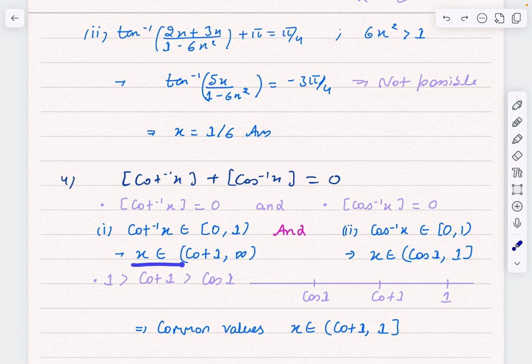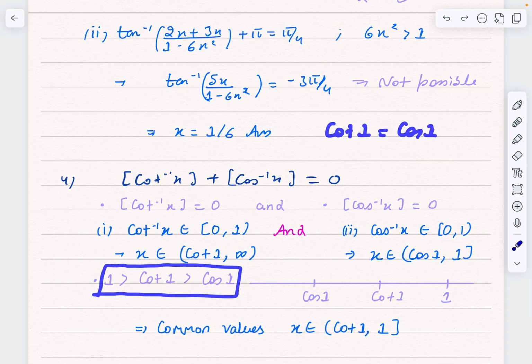Now we have to find the common values. So first of all, just draw a number line. You will see that 1 will be more than cot 1, which will be more than cos 1. So how do we say this thing? You see, cot 1 will be cos 1 by sin 1. And sin 1 will be less than 1. So 1 by sin 1 will be more than 1. So this will obviously be more than cos 1.